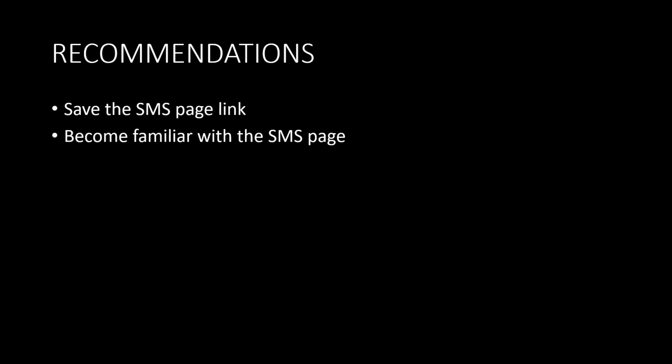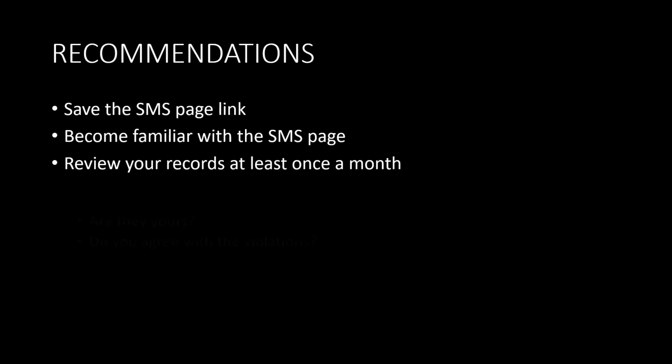Save the SMS page link. Log onto the page and become familiar with the system. Review your records that are there and take a look at those inspections. Are they yours? You know mistakes do happen. Inspections can get assigned to your DOT number by mistake. Drivers get a copy of their inspections and they're supposed to give you a copy. But if they don't, you're not going to know if an inspection has taken place. Also review the violations. Do you agree with them? Is there anything that could be disputed?